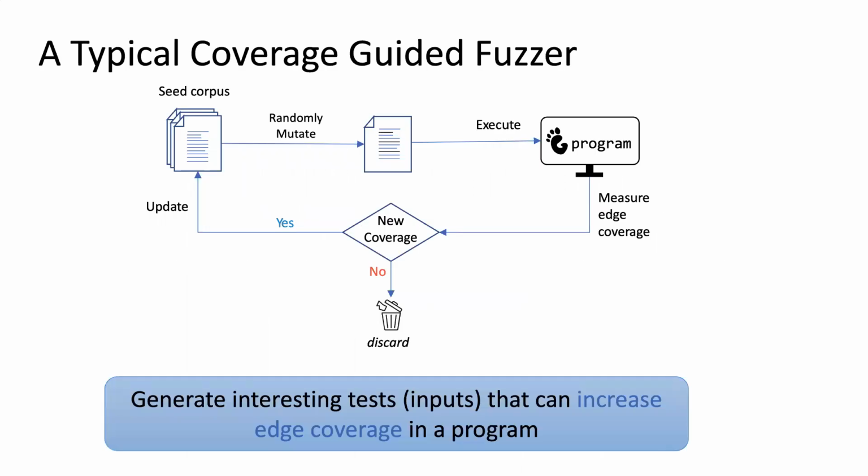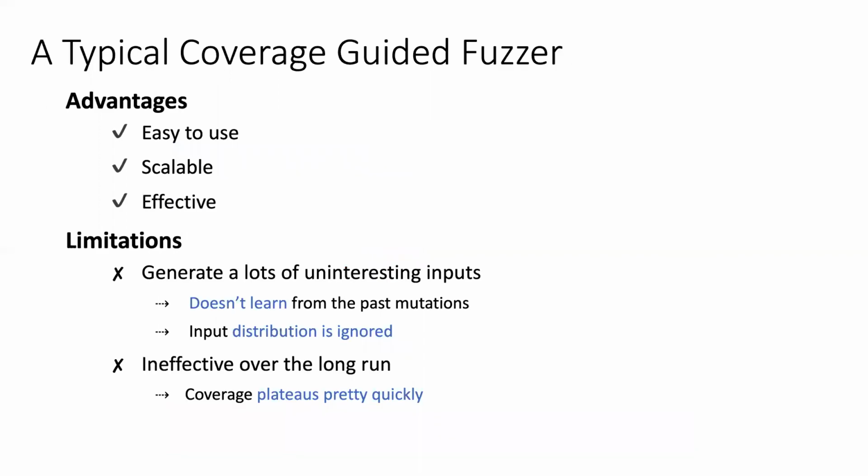Here is a workflow of a typical coverage-guided fuzzer. It starts with the seed corpus, then generates tests through random mutation, executes them on the target program, and measures edge coverage. If a new edge is found, the test input will be saved, else the test input is discarded. A typical example is AFL.